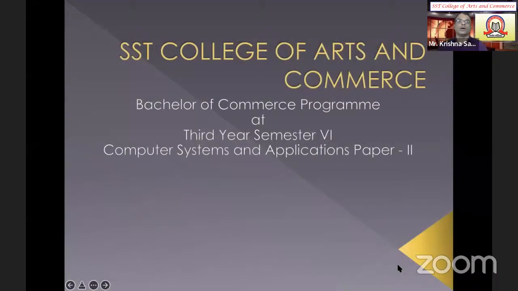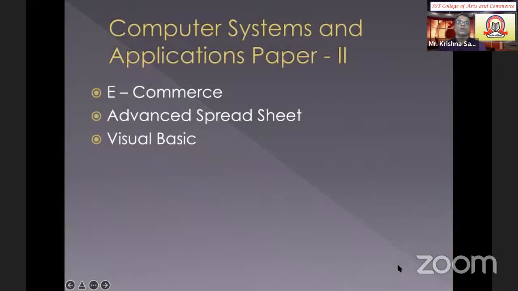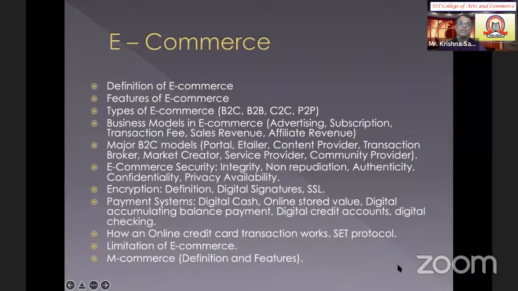Okay. So your program is Bachelor of Commerce, and this subject is Computer Systems and Application, Paper 2. The major syllabus parts cover e-commerce, advanced spreadsheet, which is divided into 2 parts, and Visual Basic. First we will go through the syllabus, and then we will see the content.